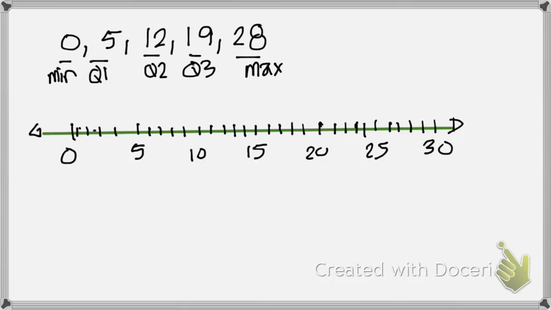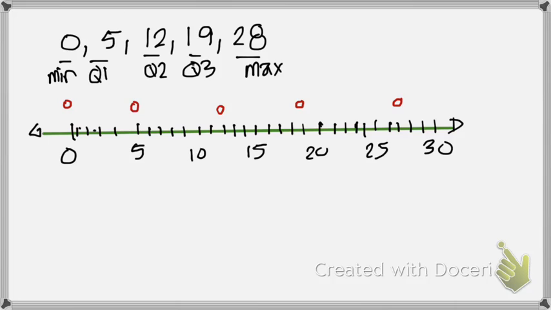We need to mark off where our quartile 2 is. That's going to be really important because that's our median. Quartile 2 is at 12. 10, 11, 12. I'm going to put a dot over where the 12 is. Okay, I'm going to put a dot over quartile 1, which is at 5. Quartile 3 is at 19. My maximum is all the way at 28. 26, 27, 28. And my minimum is at 0.